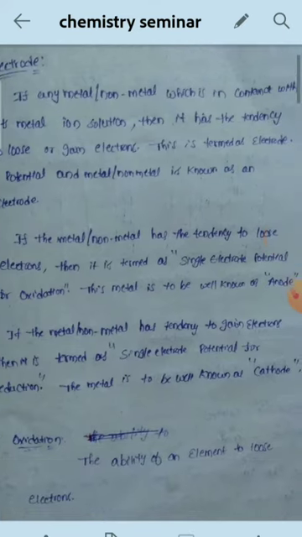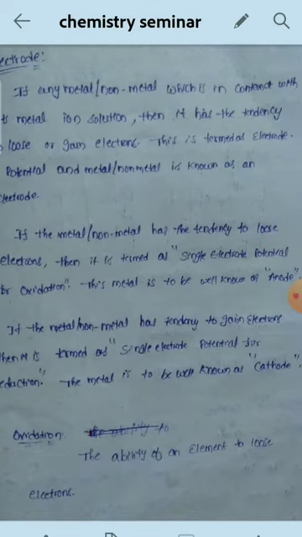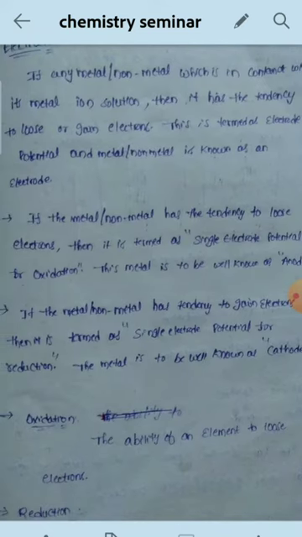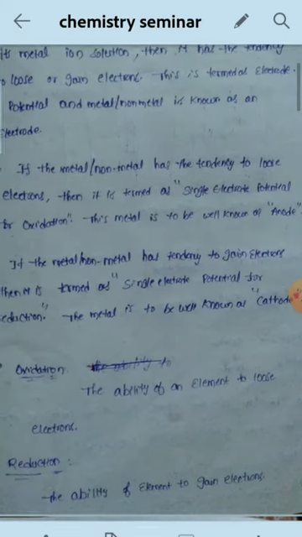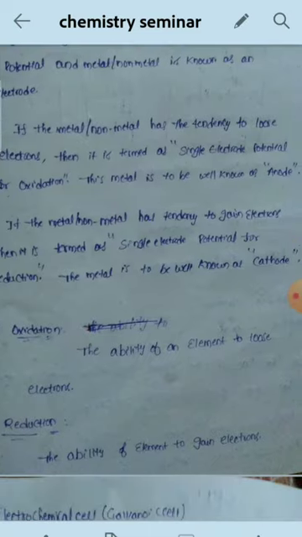and the potential of that electrode is known as electrode potential. If any metal or non-metal has the tendency to lose electrons, then it is termed as single electrode potential for oxidation. This metal is well known as anode. If the metal or non-metal has the tendency to gain electrons, then it is termed as single electrode potential for reduction. The metal is well known as cathode.